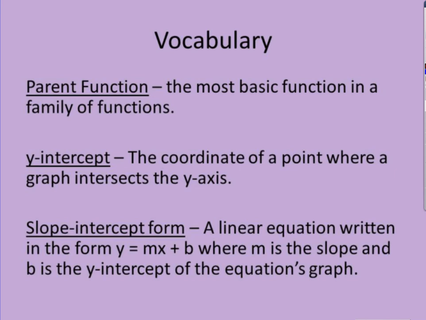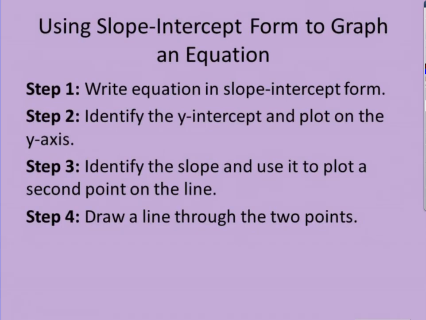We are in slope-intercept form if a linear equation is written in the form y equals mx plus b, where m is the slope and b is the y-intercept. To graph using slope-intercept form, first make sure your equation is in slope-intercept form. Identify the y-intercept and plot it on the y-axis. Then identify the slope and use it to plot a second point on the line, and then draw a line through those 2 points.